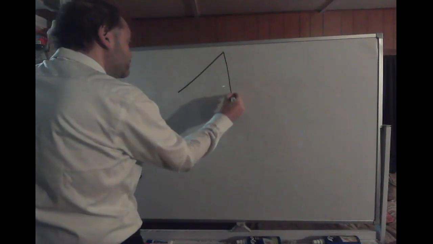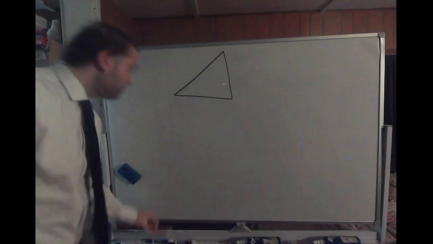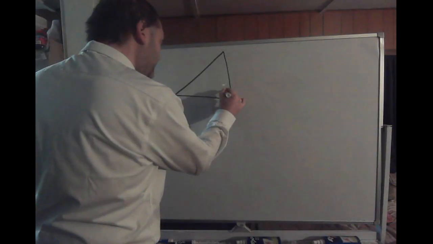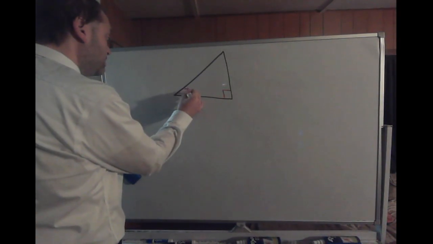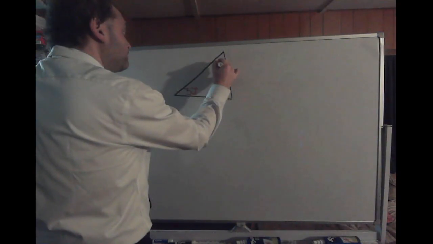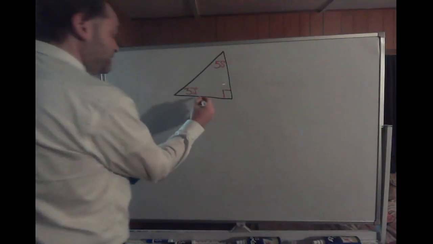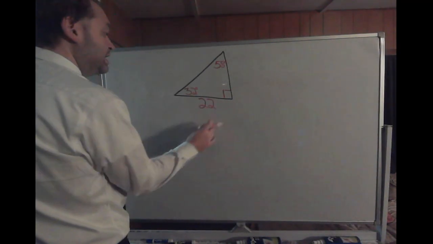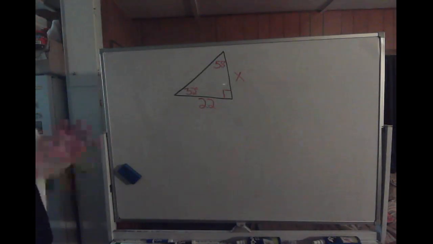I'm going to draw a right triangle. Alright, so what do we have here? It should be 58. Let's see what we got here. The length of this leg is 22. The length of this leg is x. So we're going to use the tangent ratio to solve for x.